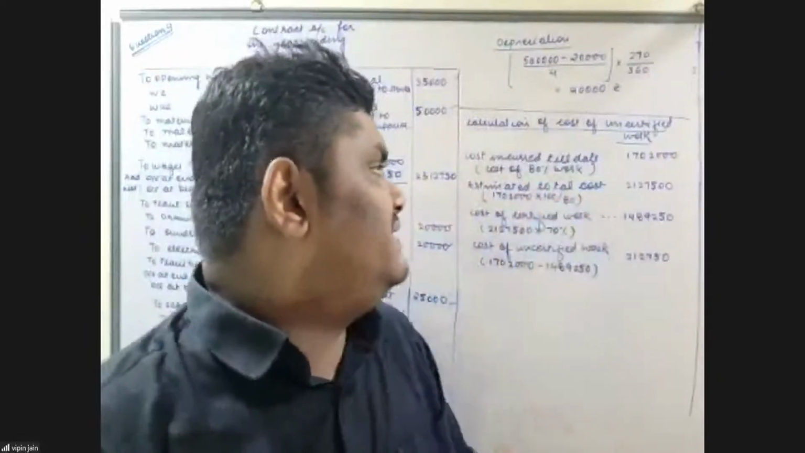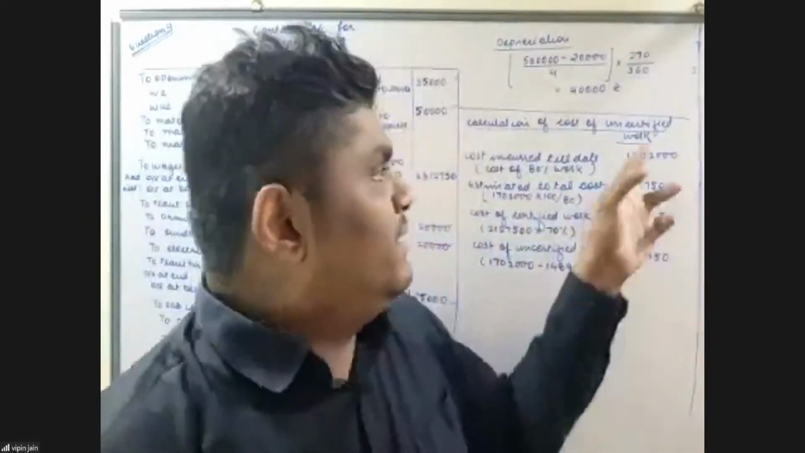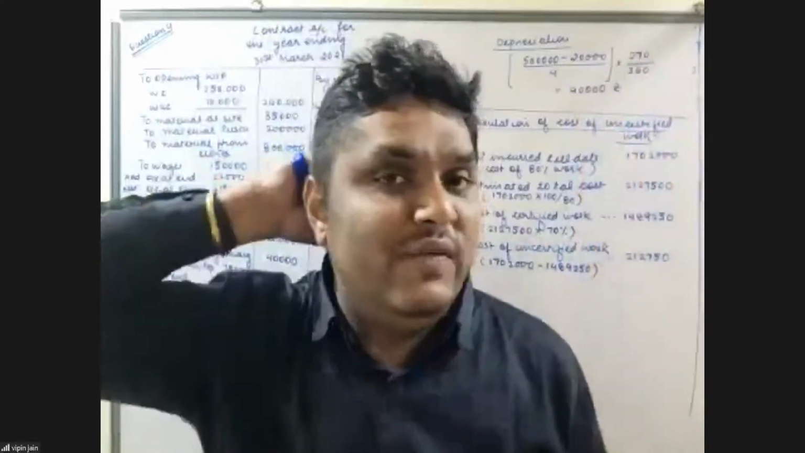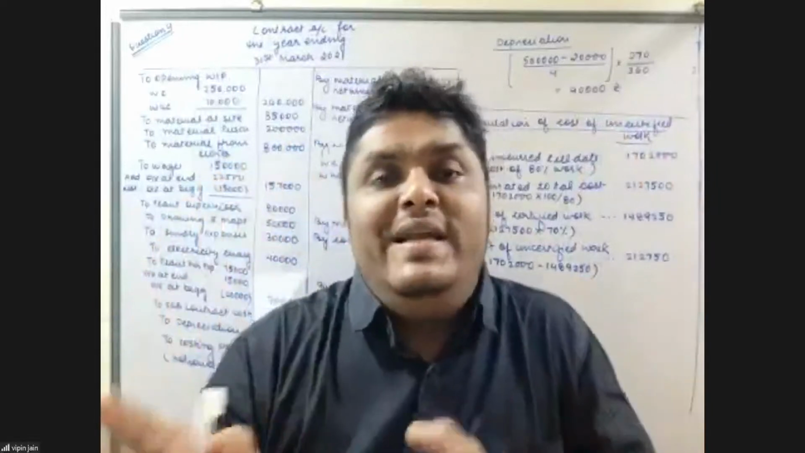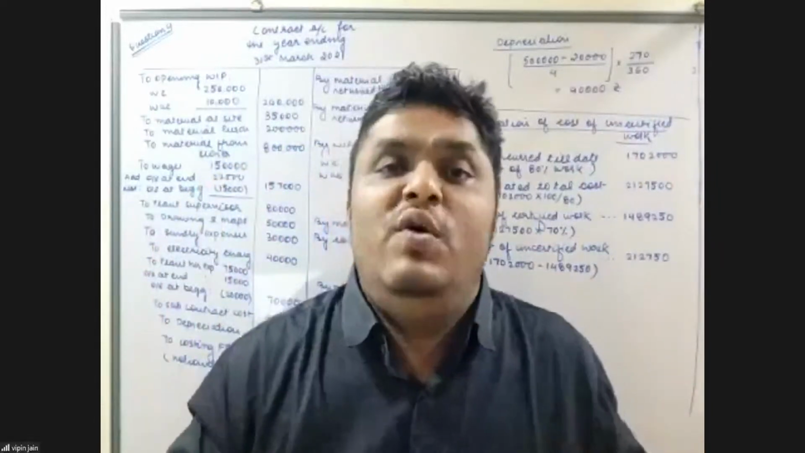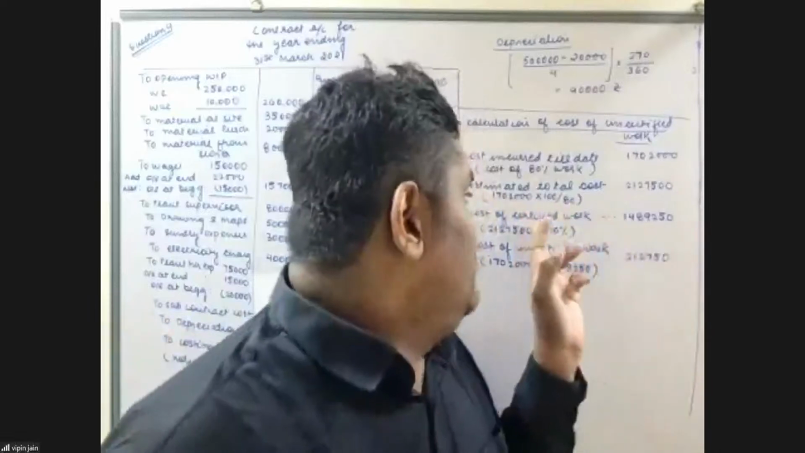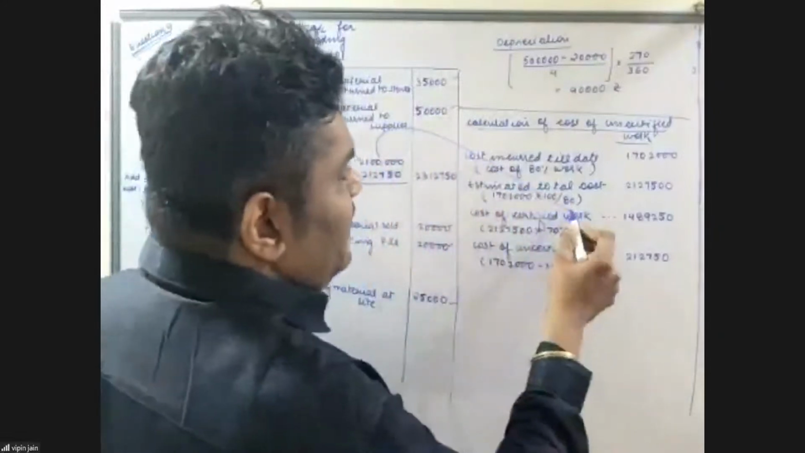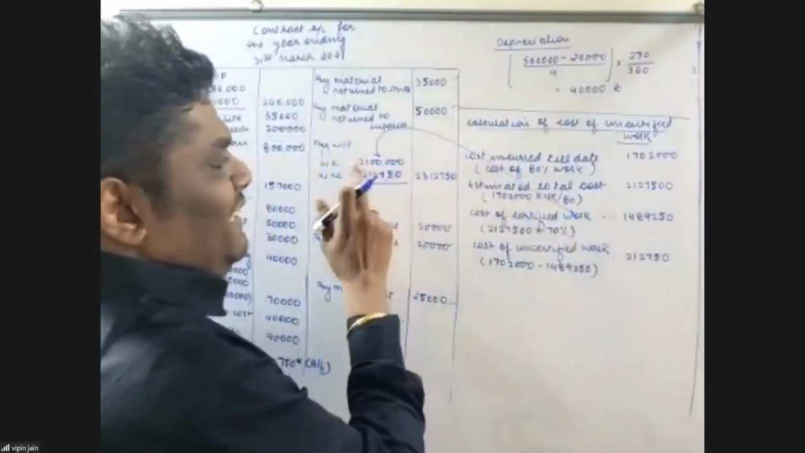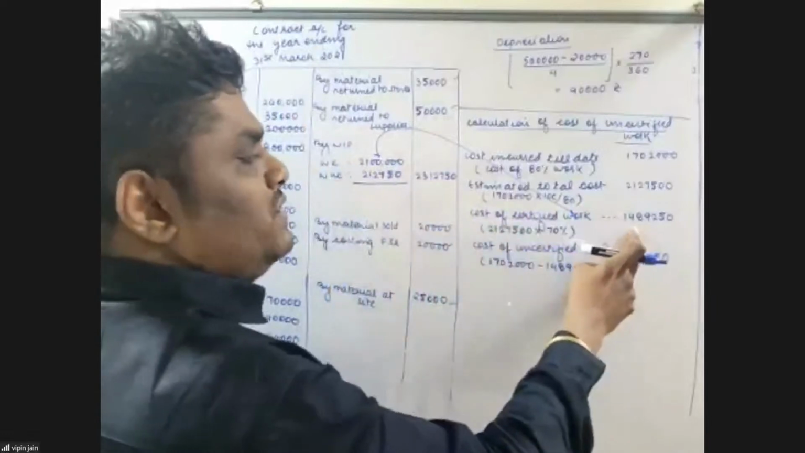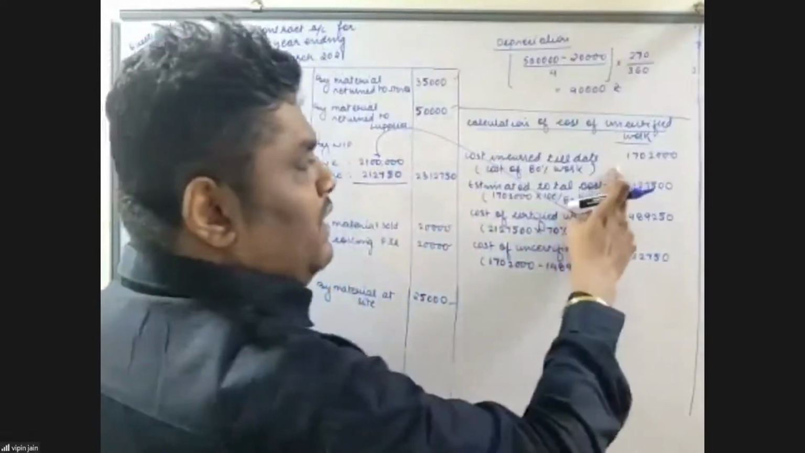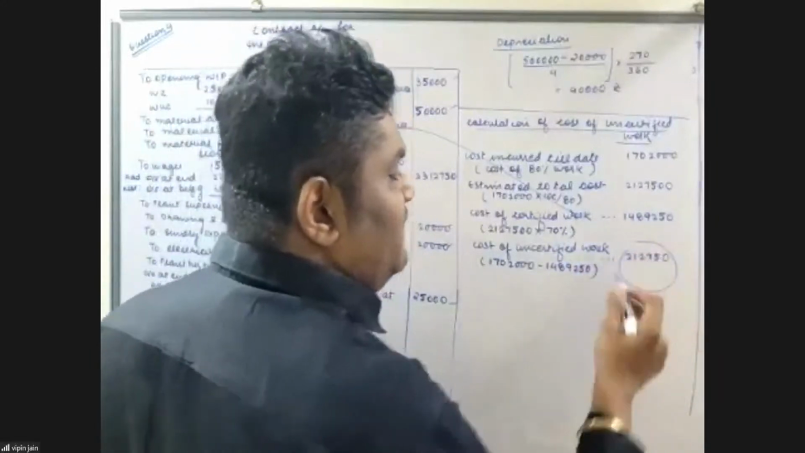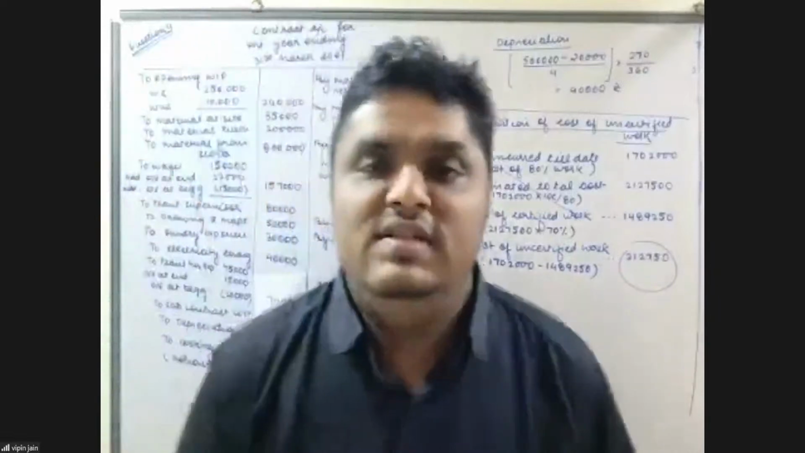So how much will be the estimated total cost? Very simple. This is 80%, so how much will be 100%? 21,27,500. Of this 21,27,500, 70% cost is already certified. So this is the cost of certified work. It means 21 lakh is the selling price and this is the cost of certified work. So of the total cost, this is the cost of certified work. How much will be the cost of uncertified work? This much will be the cost of uncertified work.